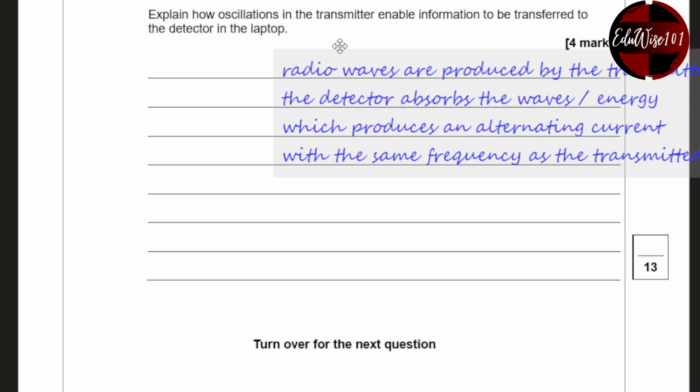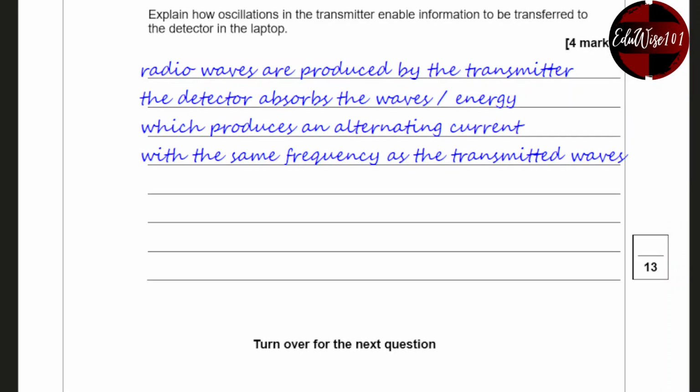So here's the accepted answer. Radio waves are produced by the transmitter. 1 mark. The detector absorbs the waves or the energy, which produces an alternating current with the same frequency as the transmitter wave. So how does this actually work?